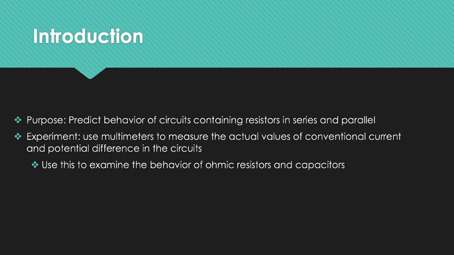First, an introduction to the lab. The purpose of this lab was to predict the behavior of circuits containing resistors in series as well as in parallel, and in the experiment we used multimeters to measure the actual values of conventional current and potential difference in the circuits, and then used this to examine the behavior of ohmic resistors and capacitors.